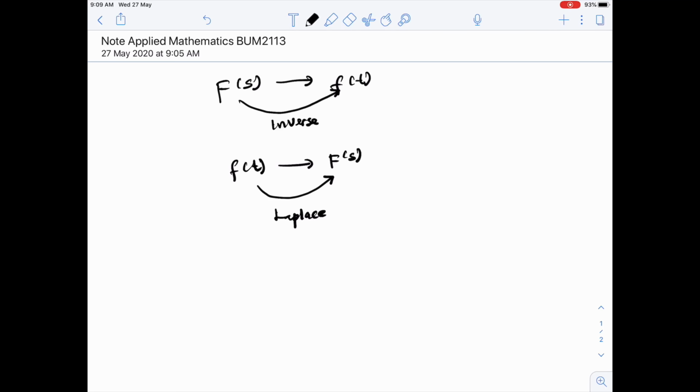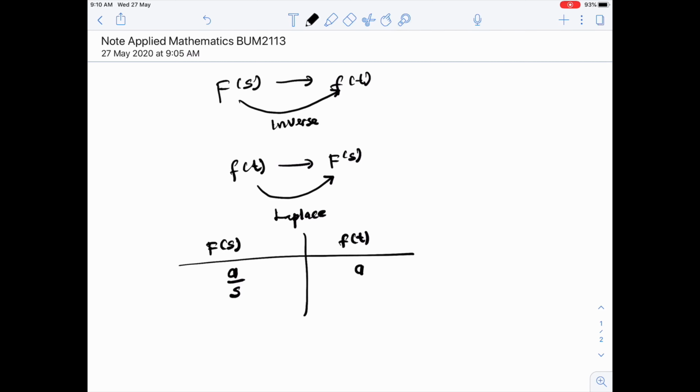Just like the Laplace transform previously, the inverse Laplace transform is also given in Table 3.7. You may refer to the module of applied mathematics. Let's go one by one. If you have a function in terms of F(s) and we would like to inverse it to get the function f(t), for example, if you have a over s, you will get a.